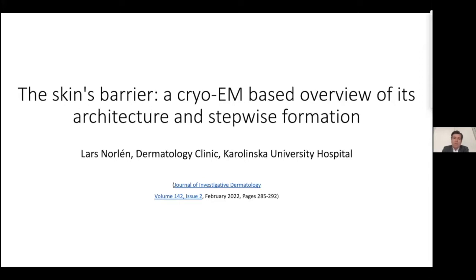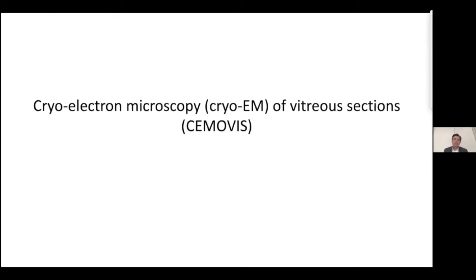So we worked at the end of the 1990s and beginning of 2000s with the development of the cryo-electron microscopy method. And then in 2005, I went back to Karolinska Institute, and there we continued to refine the method, especially for work on skin. So basically, what is cryo-electron microscopy of vitreous sections, and what differs from conventional electron microscopy?